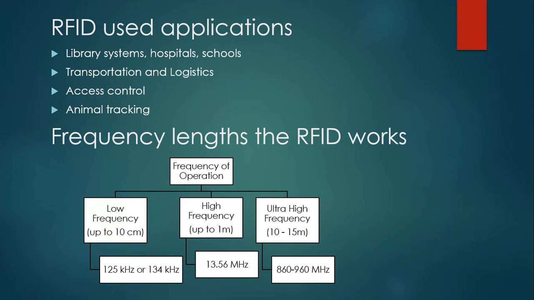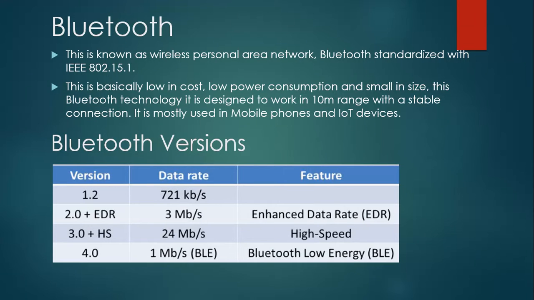Now we'll move on to Bluetooth. This is known as a wireless personal area network. Bluetooth is standardized with IEEE 802.15.1 and is basically low in cost and power consumption and small in size. This Bluetooth technology is designed to work in a 10-meter range with a stable connection. It is mostly used in mobile phones and IoT devices.